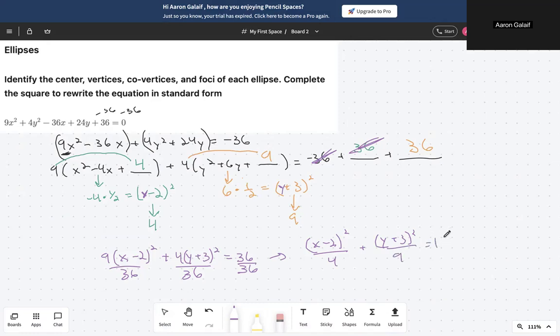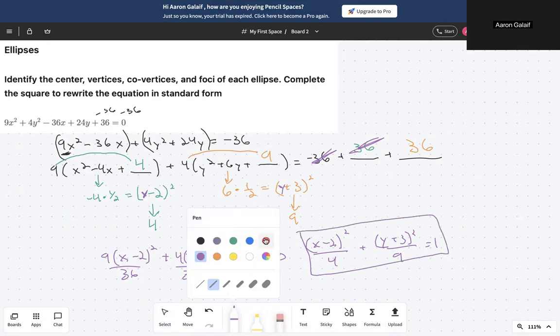That is going to be the ellipse in standard form. That's the standard equation of the ellipse. So let me write out the parent equation up here in a different color.